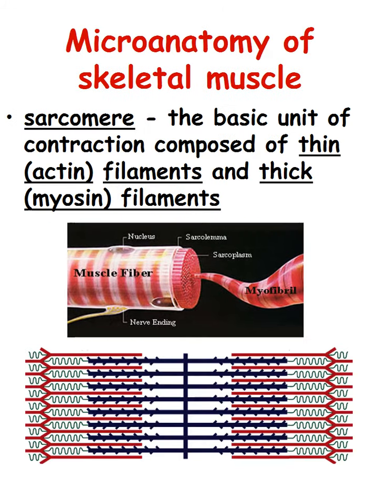To look at the microanatomy of skeletal muscle, we'll begin at the level of the sarcomere. And the sarcomere is the basic unit of contraction of a muscle that is composed of thick and thin filaments. Our thin filaments are going to be composed of two strands of actin that are twisted around each other to form a helical shape. And so this has a resemblance of a string of beads.